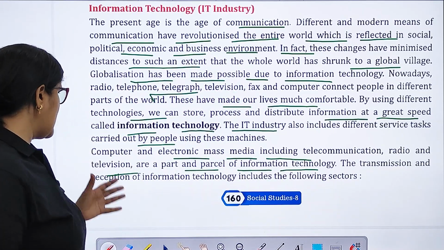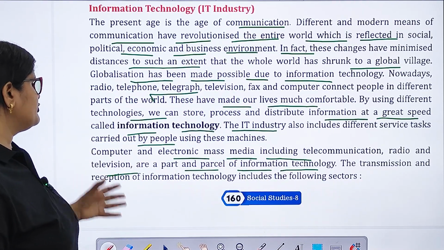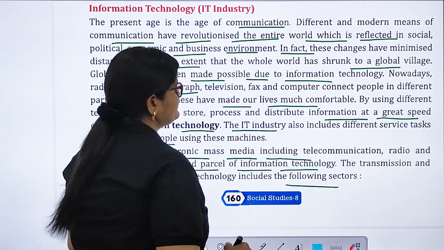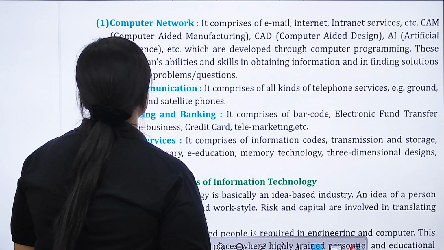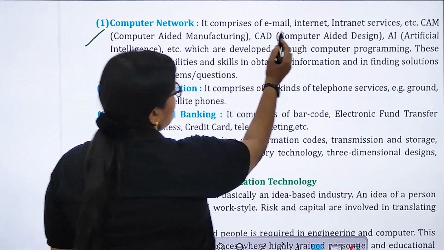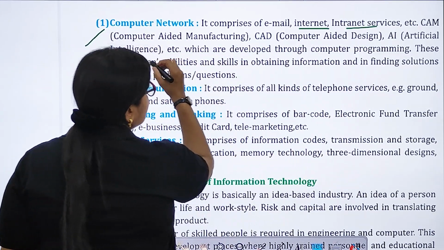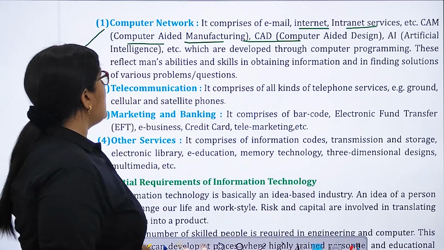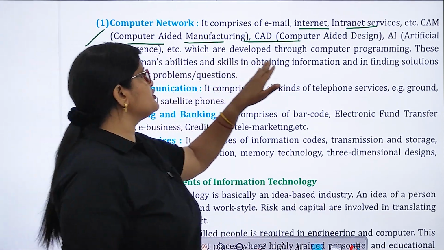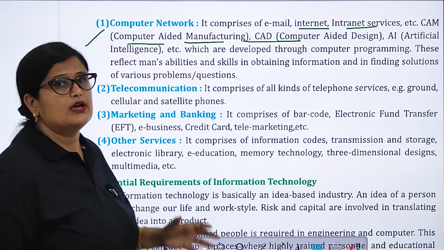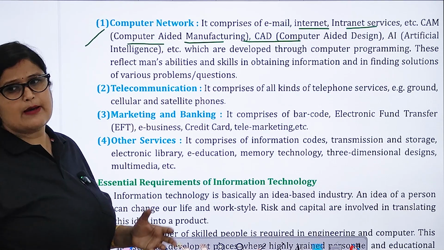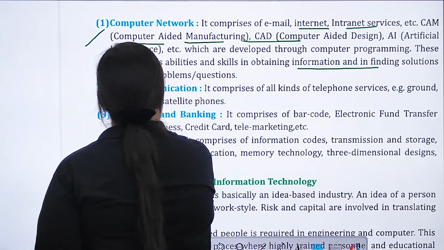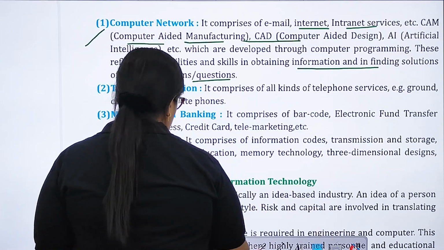The transmission and reception of information technology includes the following sections. Which sections? Computer network. It comprises email, internet services, etc. CAM, computer-aided manufacturing, computer-aided design, artificial intelligence, etc., which are developed through computer programming. These reflect human abilities and skills in obtaining information and in finding solutions to various problems and questions.